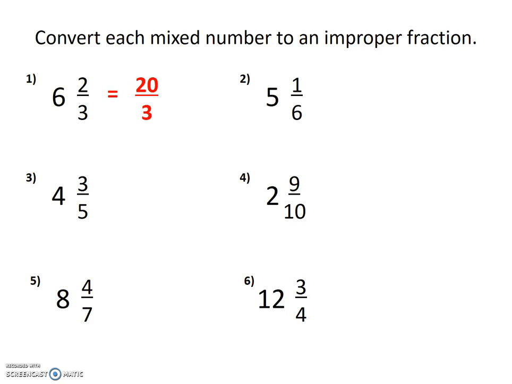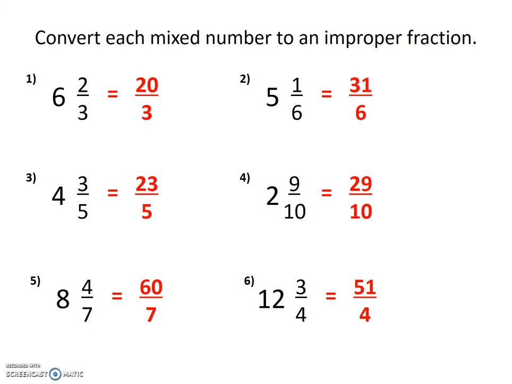Okay, let's check your work. For number 2, you should have gotten 31 over 6. Number 3, 23 over 5. Number 4, 29 over 10. Number 5, 60 over 7. And number 6, 51 over 4.